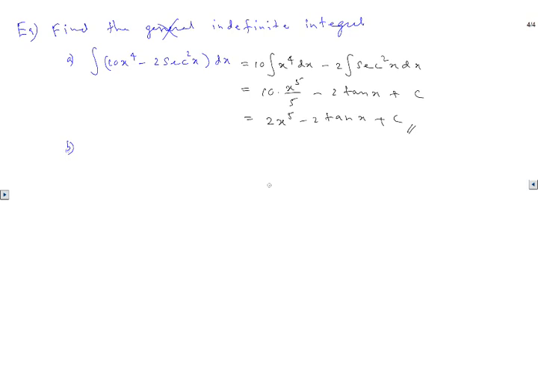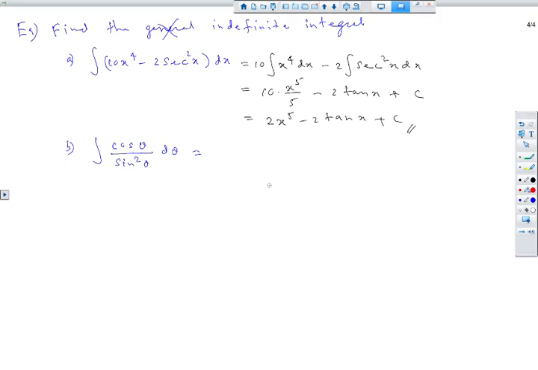How about this one? Integral of cosine theta over sine squared theta. There may be some integrals like that. You need to do some simplifications first, because you can see there's no way you can figure out what's going on here. So the best thing would be to use some trigonometric tricks to simplify this first, to bring it to one of those formulas in the table.